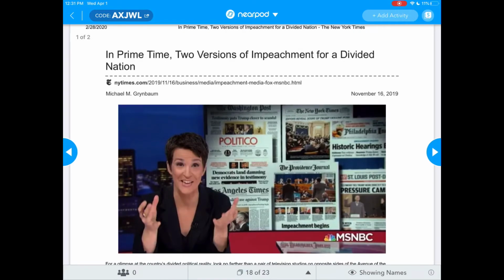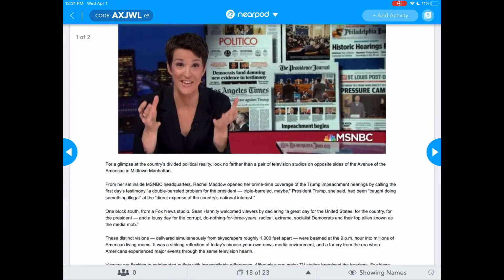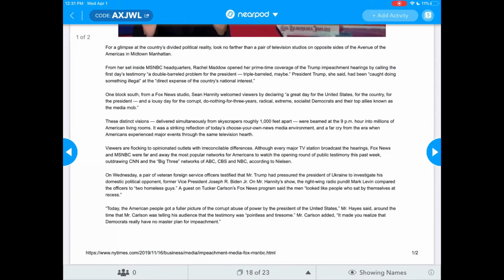This is an article from Michael Grynbaum of the New York Times. All right, so for a glimpse of the country's divided political reality, look no further than a pair of television studios on opposite sides of the Avenue of the Americas in Midtown Manhattan. From her set inside of the MSNBC headquarters, Rachel Maddow opened her primetime coverage of the Trump impeachment hearings by calling the first day's testimony a double-barreled problem for the president, triple-barreled maybe. President Trump, she said, had been caught doing something illegal at the direct expense of the country's national interest.